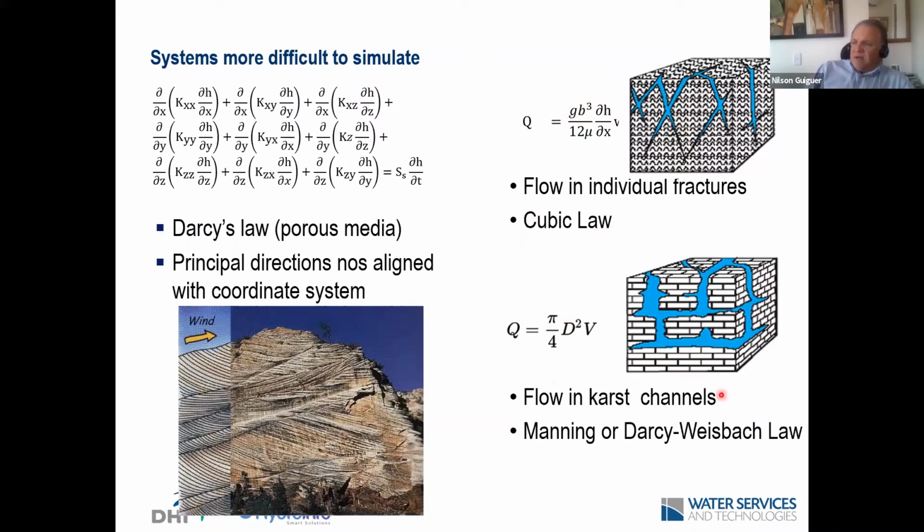If you have a flowing karst channel, it can be an open channel of a cave, and then you have a river inside the cave. Then you can use Manning, or you can use Darcy-Weisbach for closed pipes or ducts. So you can represent that in FeFlow as well.